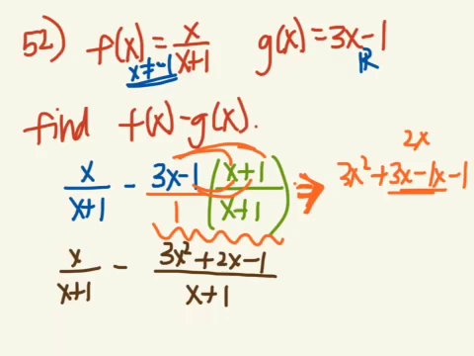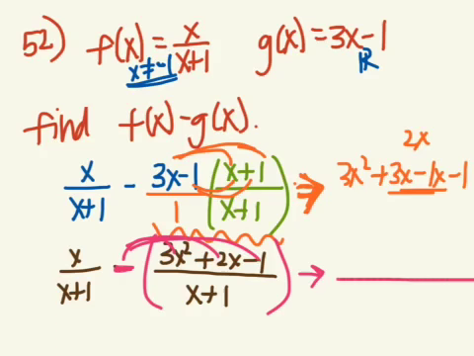Now the trick on this one, or not really the trick, but the thing that tends to get people a little backwards is that minus sign. Remember, that minus is going to have to go to all three terms in that second fraction, not just the 3x squared.